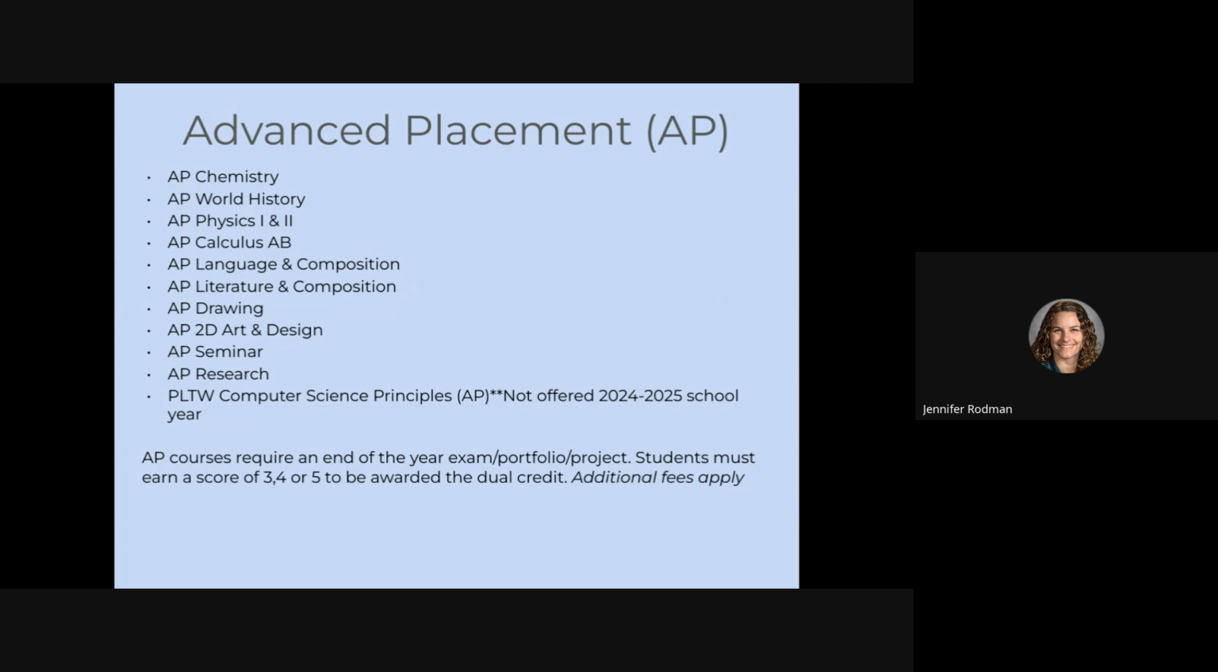The way to get college credit in any of those is to take the exam at the end of the year and score potentially a 3, 4, or 5. It's out of 5, so students can score anywhere from 1 to 5 on those exams. And in order to get that college credit, they would have to take and score that on the exam. But we do have all of those listed there in quite a few different areas.